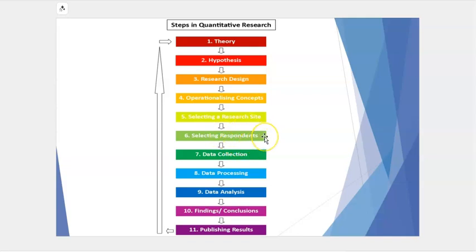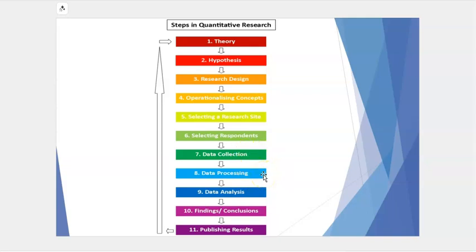And then selecting the respondents, that is, the participants. What kind of participants will you use? Data collection, in the quantitative way, a survey is most commonly used, but you can also do content analysis, like desktop document analysis. So that will be the data collection step.